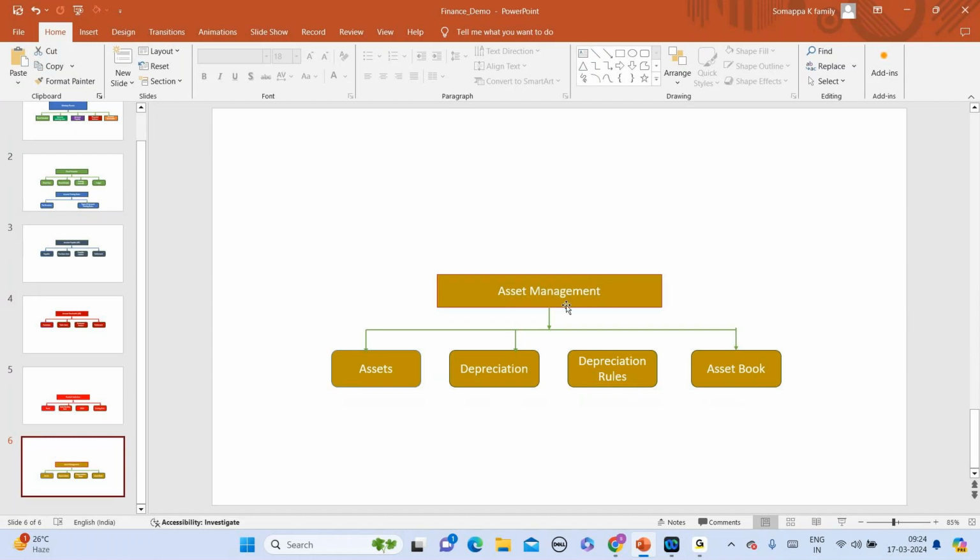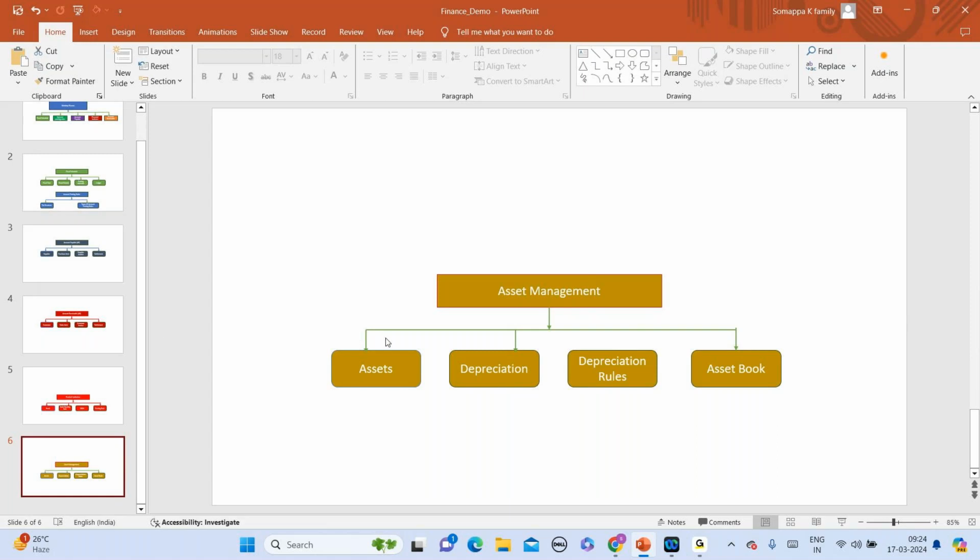So asset means we have the asset. How to create the asset book, how to maintain the assets, what the depreciation rules are, how to create the depreciation. So as part of the asset management module in Workday, I'll be covering how to create the asset book, how to maintain the assets, how to maintain the depreciation, and how to create the depreciation rules. Okay. This will be covered as part of the asset management.